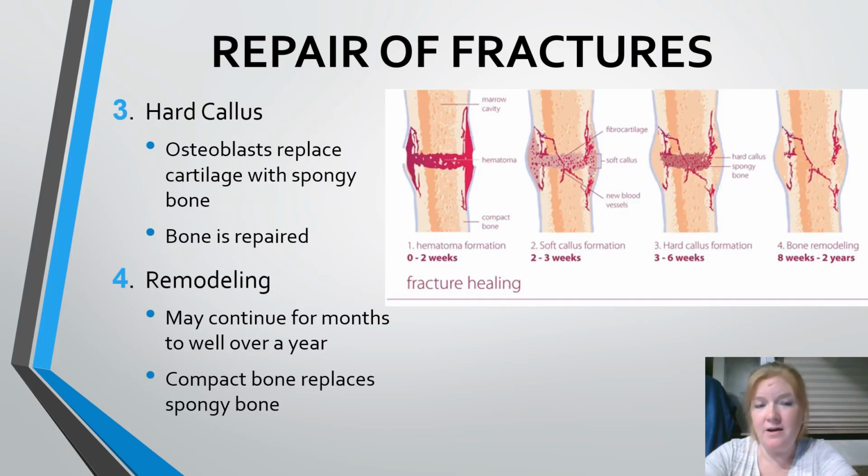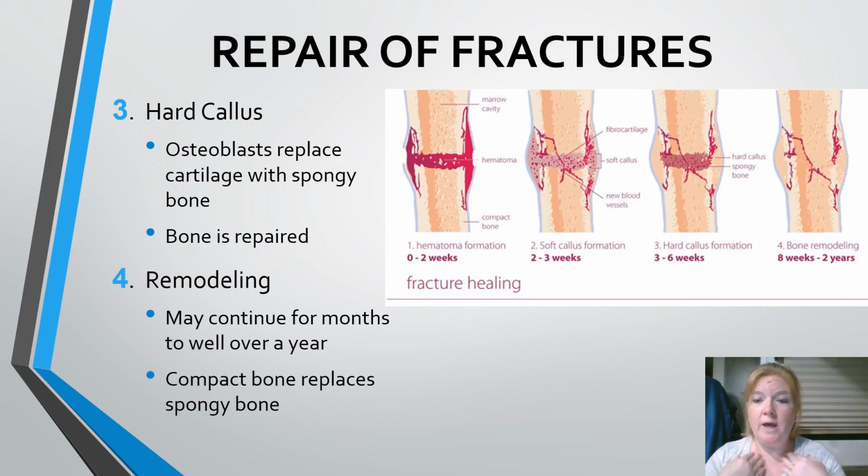And then we get the hard callus. The osteoblasts are going to replace the cartilage with spongy bone. The bone is repaired. It's held together. It's linked up. But then in remodeling, which can continue for months to well over a year, depending on the severity of the fracture, the compact bone is going to replace the spongy bone and make it more durable. Over time, it's going to become less noticeable. But if you've had a fracture, your skeleton will tell a story, okay, so that someone will be able to tell when they look at an x-ray.